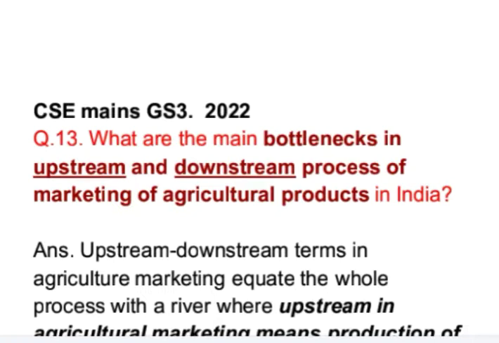Before reaching the final consumers, the agricultural products are transported and sold in mandis. So the problems in transport and at mandis are also part of the upstream process of agricultural marketing.